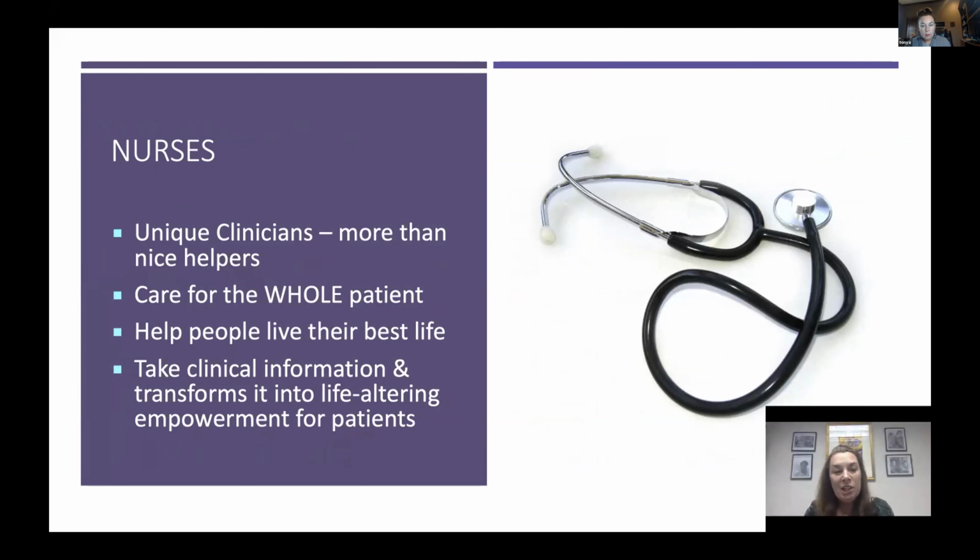Nurses are unique clinicians, and they are more than just quote unquote nice helpers. They care for the whole patient. They are the most trusted messenger in the healthcare team oftentimes, and they help people live their very best life. So you take that clinical information and you transform it into life-altering empowerment for patients.